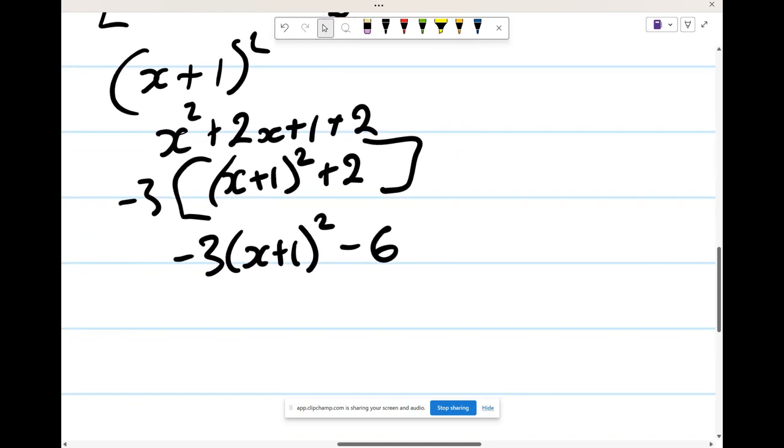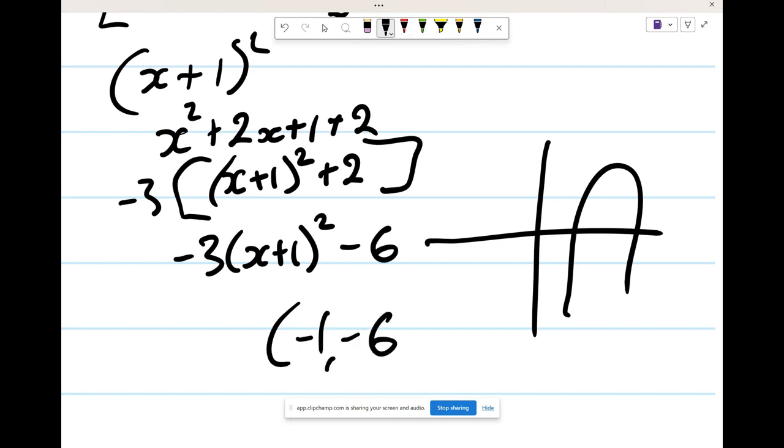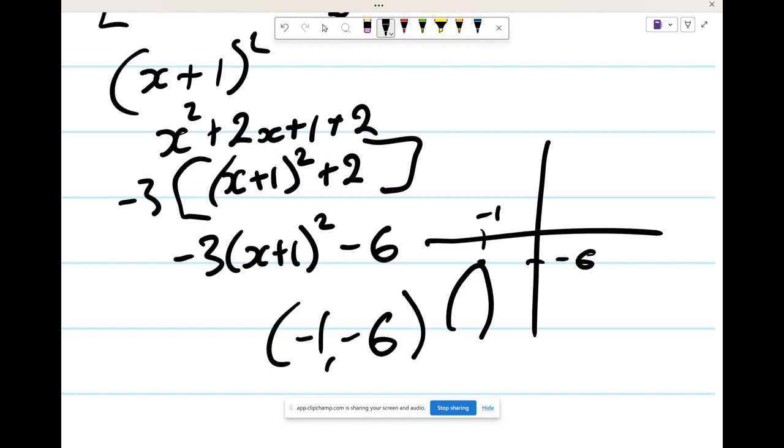Okay, so what is now not our minimum point this time, but actually our maximum point because of this minus here. So it's going to look something like this. And our point is going to be minus 1, minus 6. So it's actually going to be down here. It's going to be over here. It's going to be out minus 1, down minus 6. And that is our point.